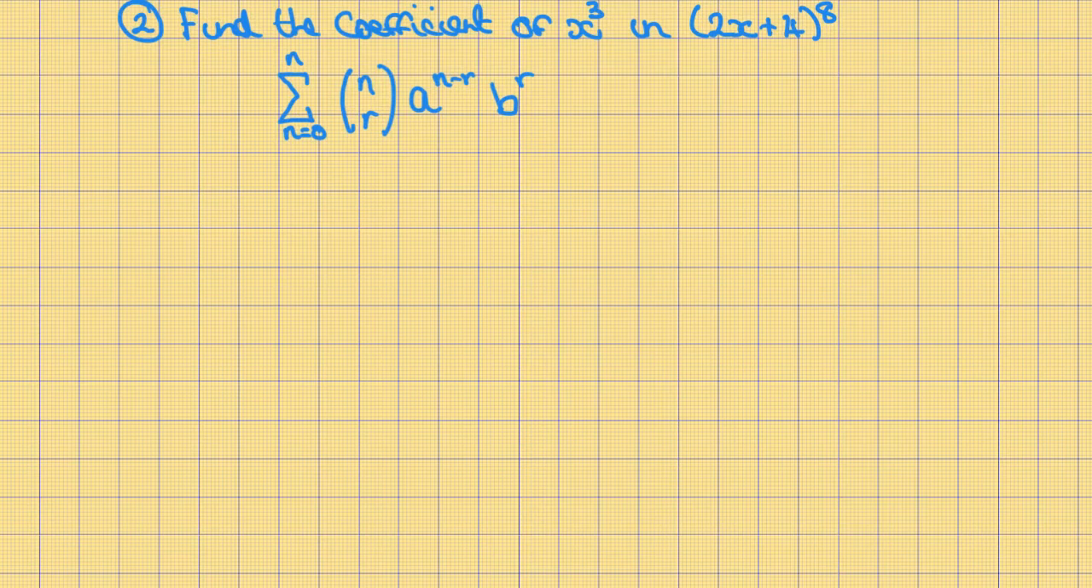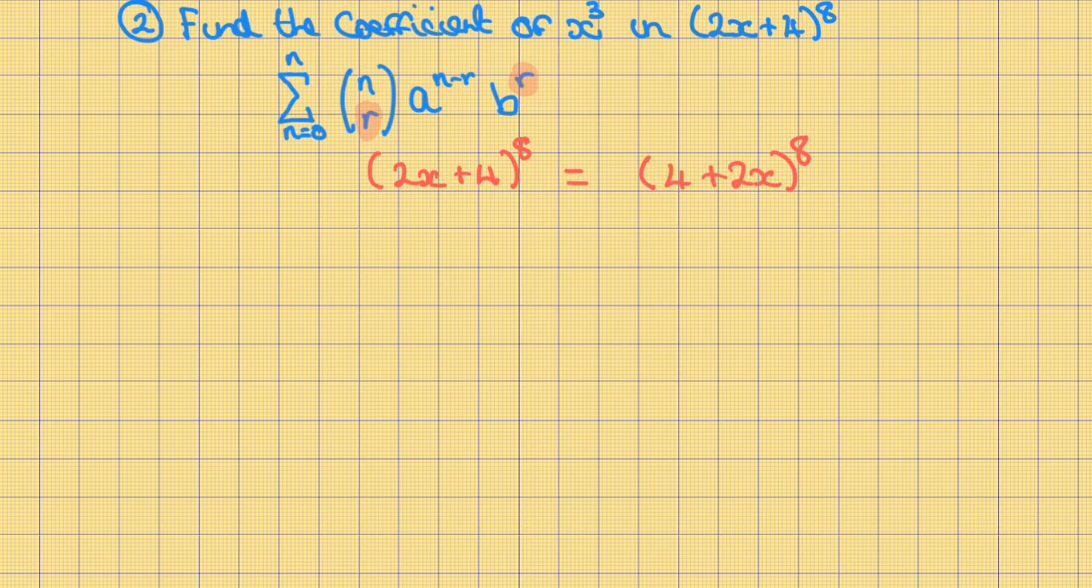In the formula, I'd like to point out a little pattern. n choose r and b to the power of r. That can be very useful when trying to find the coefficient of a specific term. I use this pattern to make sure that I always get the right term. So I'm going to change the expansion around. So 2x plus 4 to the power of 8 is exactly the same as 4 plus 2x to the power of 8.